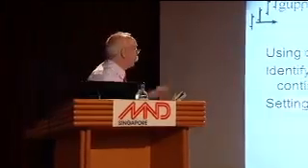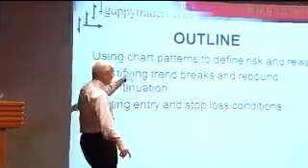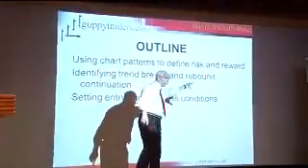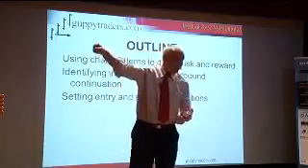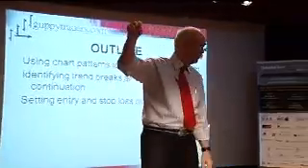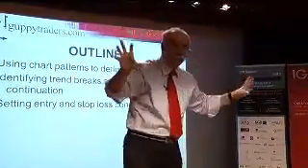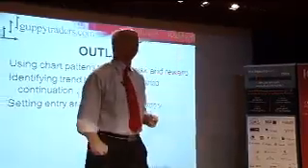There are three elements. First of all is using chart patterns to help us define risk and reward. Now there can be large-scale chart patterns. Chris talked about a head and shoulders pattern on the Australian-New Zealand dollar cross. That's a long-term investing pattern, but they also appear on short-term patterns.